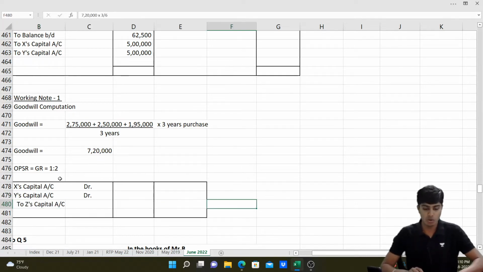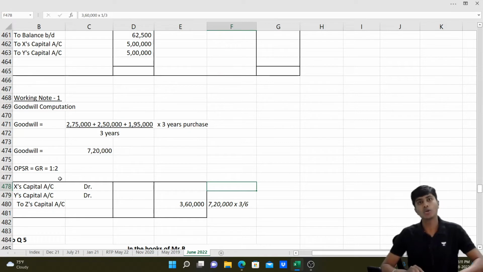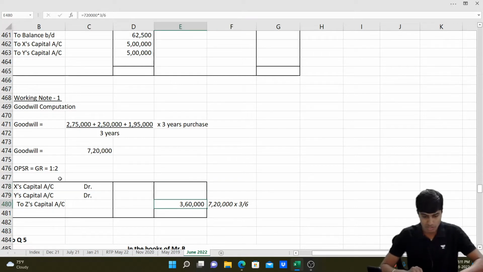So for Z's capital account, we need to take the total goodwill of 7,20,000 into 3 by 6. What is his share? It comes to 3,60,000. X and Y are going to sacrifice their share, which we compute on 3,60,000, whatever Z is taking, in the ratio 1:2.